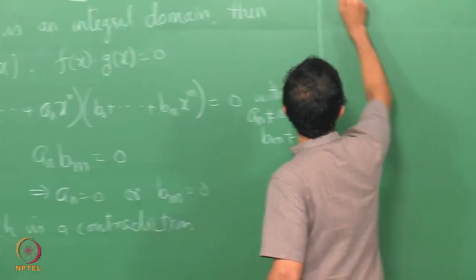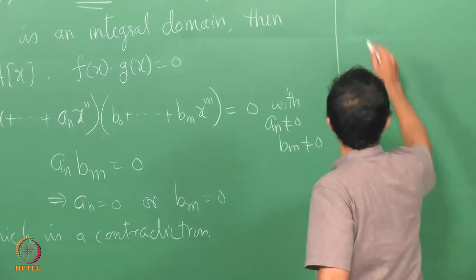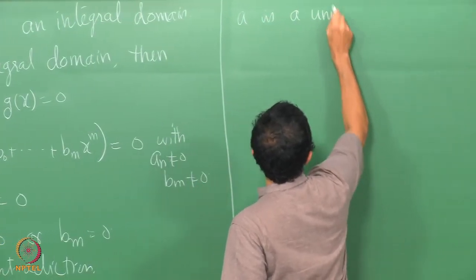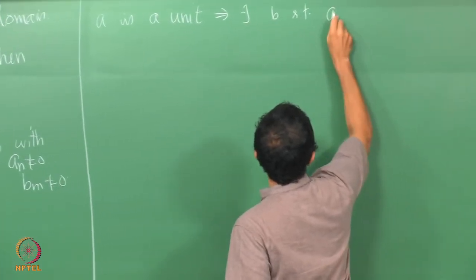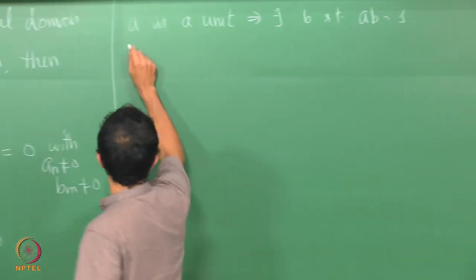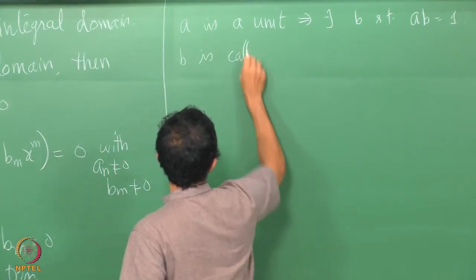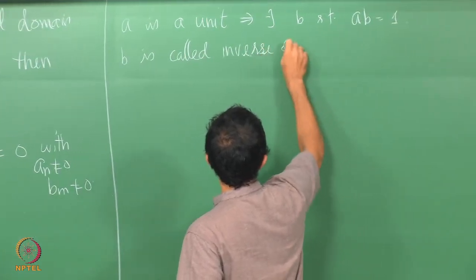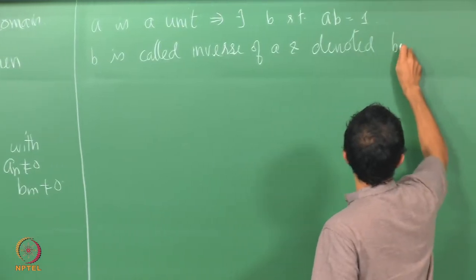Now, if a is a unit, it implies there exists b such that ab is equal to 1. Therefore, this b is called the inverse of a, and denoted by a inverse.